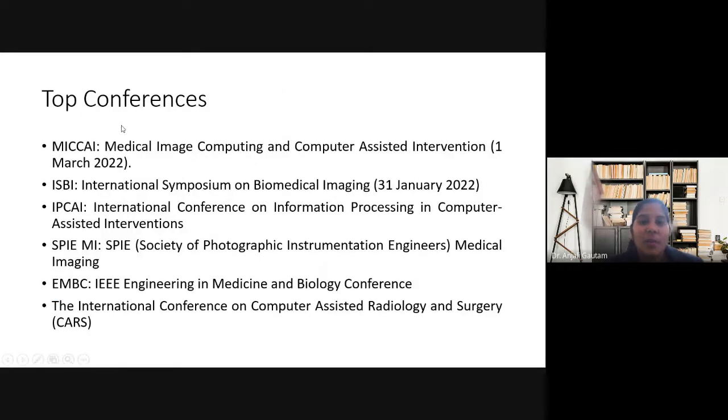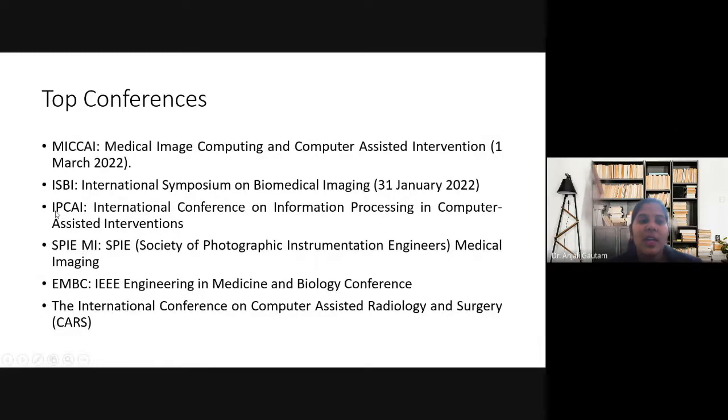And some of the top conferences in medical imaging are MICCAI, the Medical Image Computing and Computer Assisted Intervention, and its last date for submitting a paper is 1st March 2022. And one is ISBI, which this year is organized in India, and its last date is 31st January 2022.